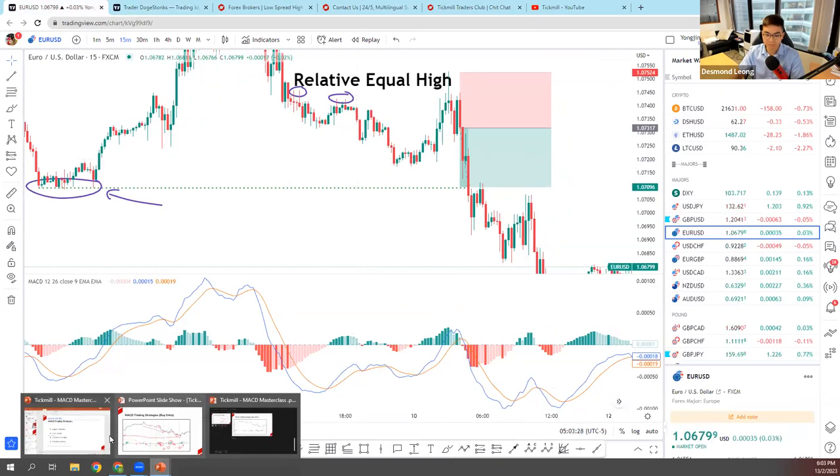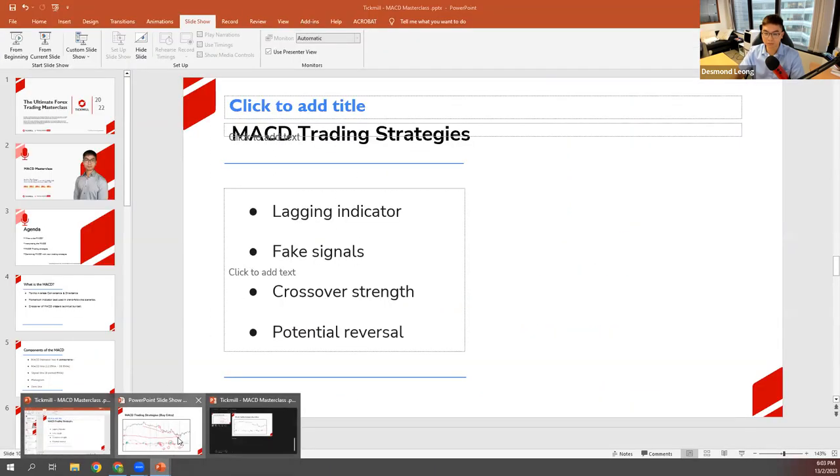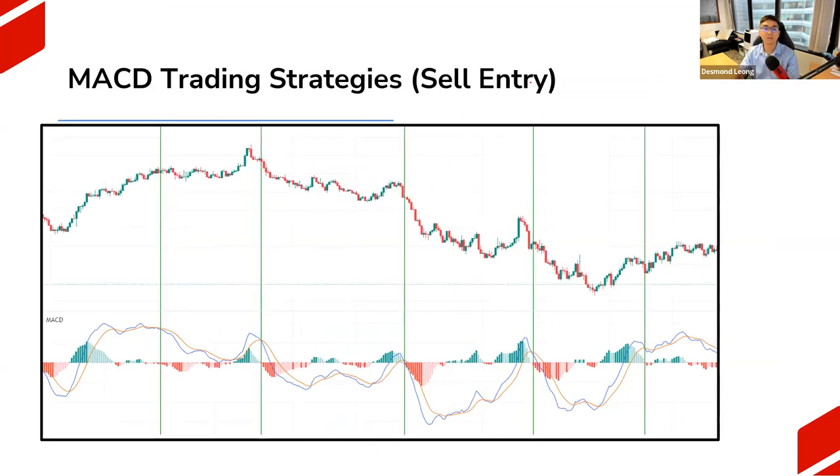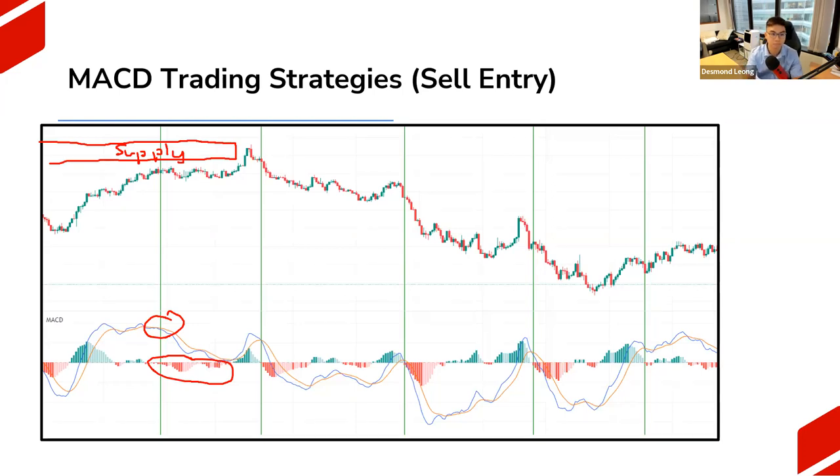Okay, next. Sell entry. So with the crossover right here, you notice that the histogram also reflected relatively quite strong bearish momentum. But as I mentioned, there should always be some sort of supply and demand area. In this case, it should have a supply area or some kind of liquidity hotspot that should be cleared out before you look for another MACD crossover for price to continue bearish.